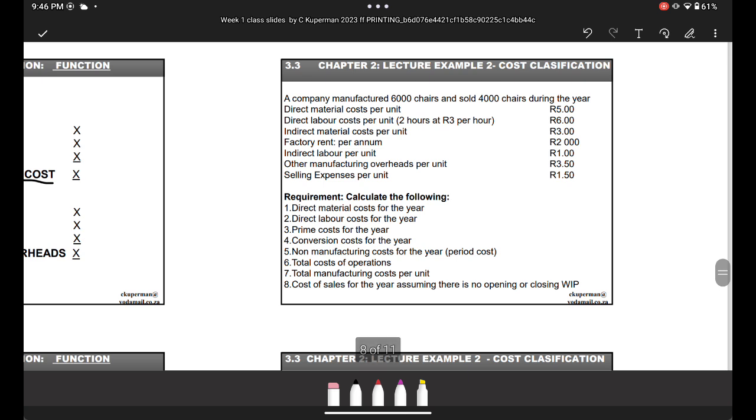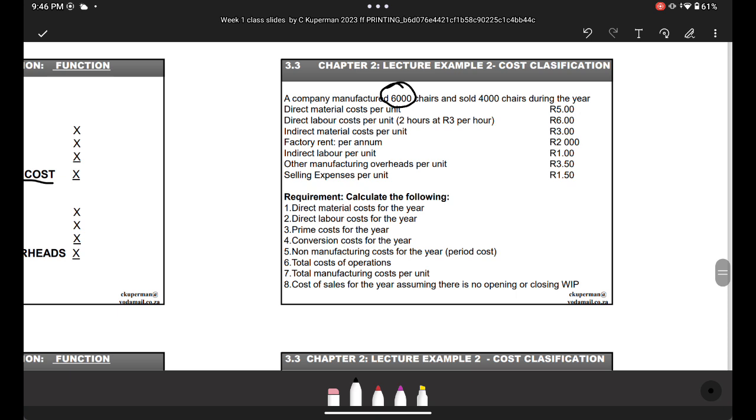Okay, so this is easy. A company may have 6,000 chairs and 4,000 chairs during the year. Direct material cost for the year. So always when you're working with these numbers, you'll work with this amount, 6,000 chairs, because you made 6,000 chairs for the year. So according to the accrual concept in accounting, if you did something and it had an expense for that period, you have to record it. So it's very simple. You say 6,000 rand times 5, right? That'll give you the answer.